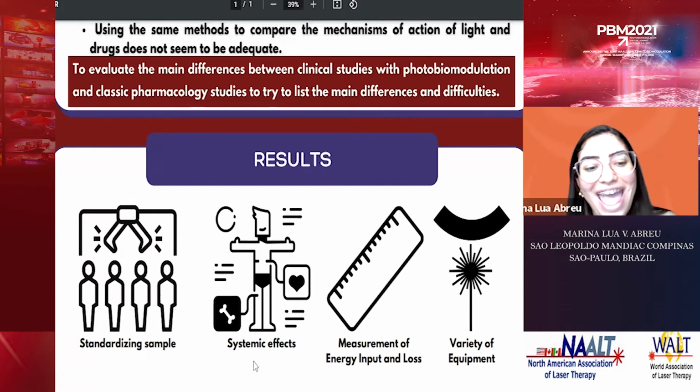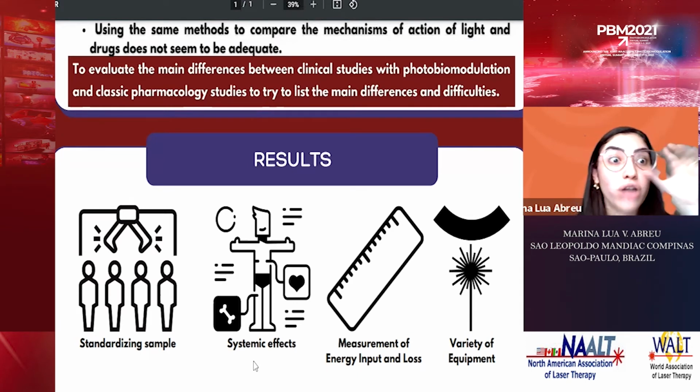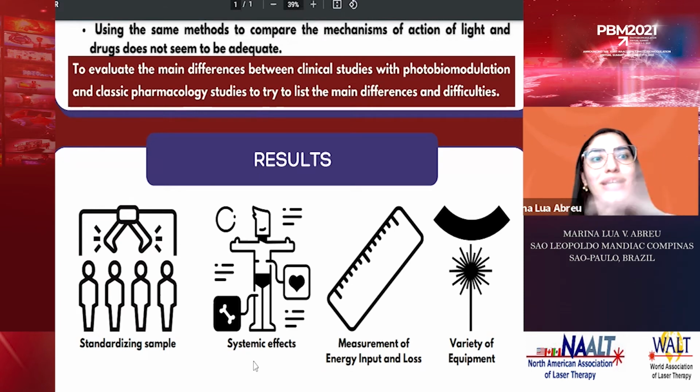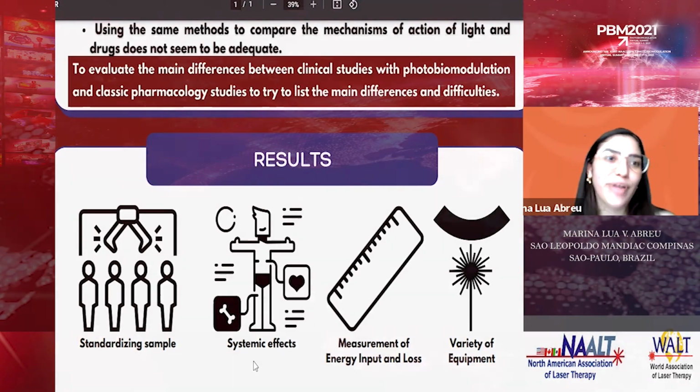And the last point is the variety of equipment, because each country has different laser equipment, so it's really hard to standardize some protocols, because each country has different equipment.